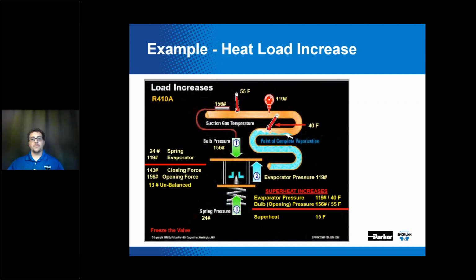All right, notice also that the spring pressure is still 24 pounds. Unless the technician goes up and adjusts the stem, you're not changing the spring pressure. We've still got 119 pounds of evaporator pressure. So our total closing forces are still 143 pounds, but we've got 156 pounds of opening force. So the TEV pin is going to go farther away from the port. It's going to let more liquid into the evaporator until you bring that superheat back down to the 10-degree setting that we had under the balanced load conditions.